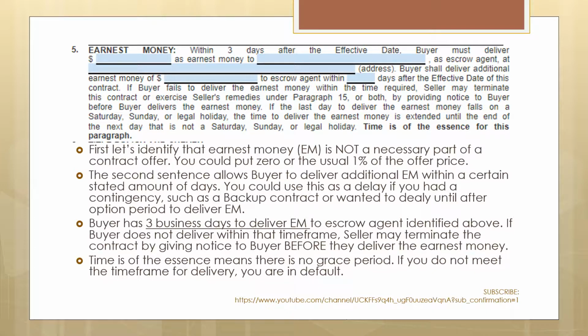The second sentence in that paragraph allows the buyer to deliver additional earnest money within a certain stated amount of days. The second sentence is very rarely used because most agents don't understand how it can be used to their benefit. You could use this as a delay of supplying the earnest money. Let's say if you had a contingency deal. So if you were doing a backup contract, or if you had, say, a sale of other property addendum, you could stipulate in the second sentence of that paragraph that you would provide the earnest money within X number of days after the effective date of this contract. So it's a way of not putting up the earnest money until you're sure you're part of the deal.